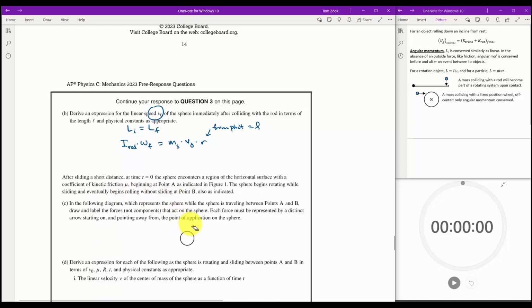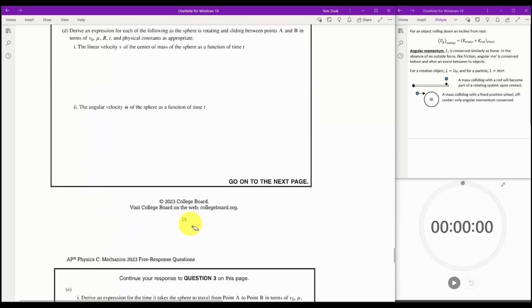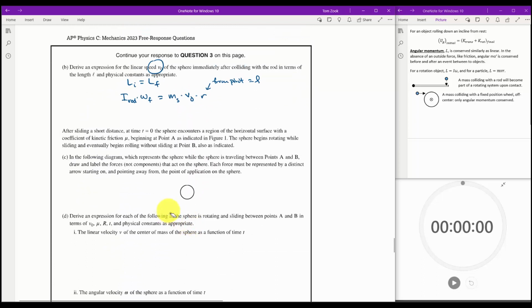We'll see if we can get a couple more things set up here. We're not going to finish this problem. We're not even going to get to the end of it, I don't think. So let's see. As indicated in the following diagram, which represents the sphere while it's traveling between A and B, draw and label forces, not components. All right, well, this is easy. This should be like a couple of points right here.